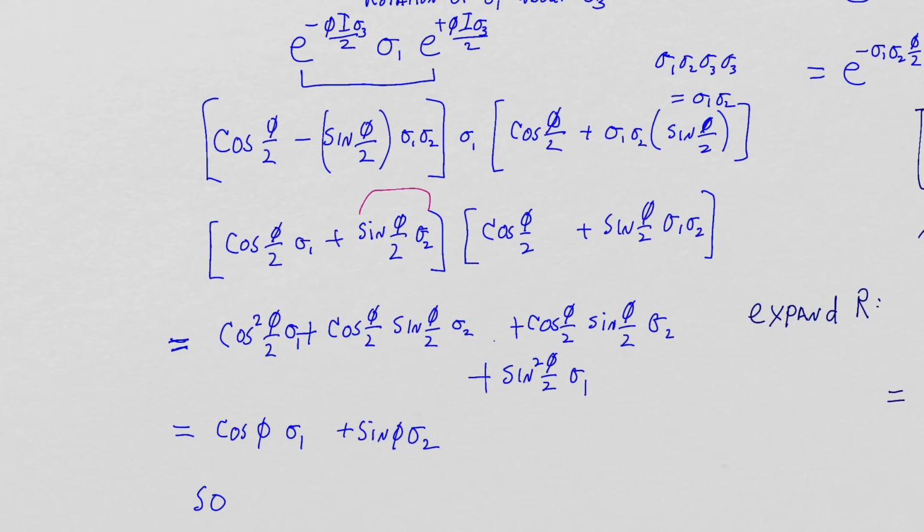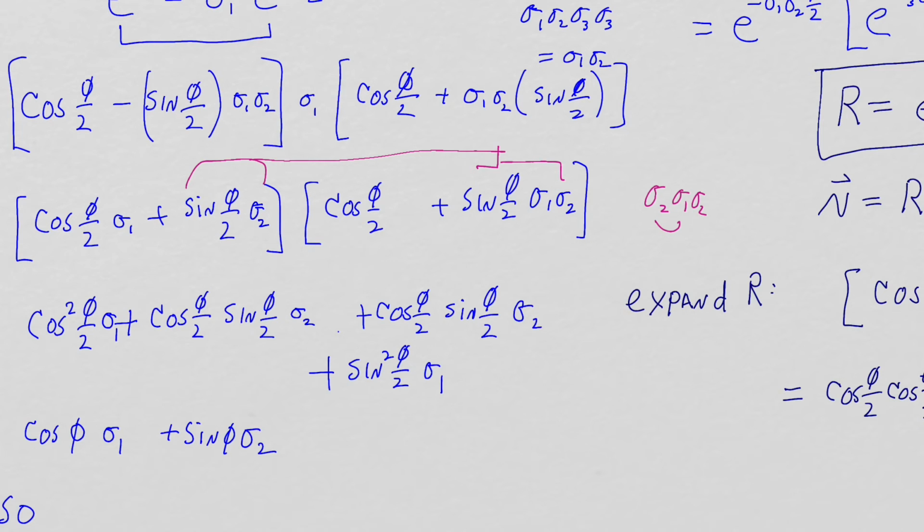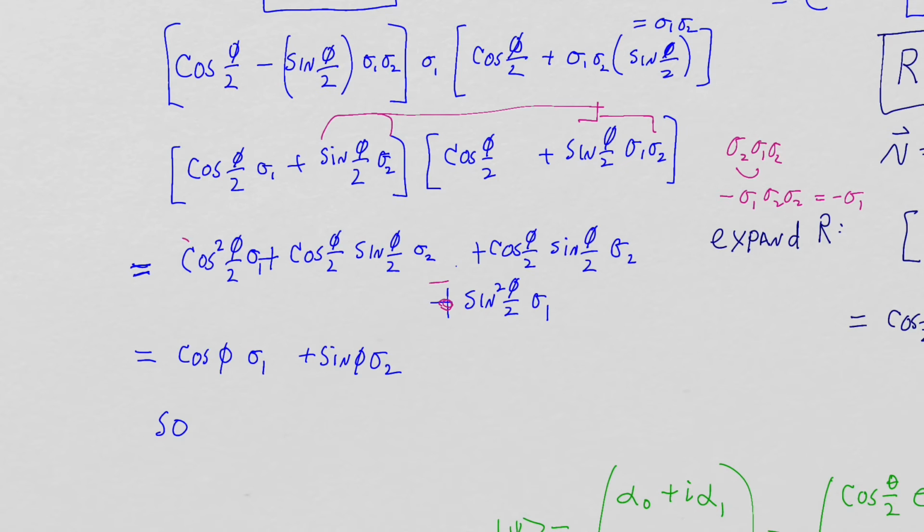When I multiply this term by this term, right, you end up with a sigma 2, sigma 1, sigma 2, right? And then you have to flip these two to get minus sigma 1, sigma 2, sigma 2, which equals minus sigma 1, right? So this here should be a minus sign, right? And now you have cosine squared phi over 2 minus sine squared phi over 2. And that combines to give cosine of phi. And then this one and this one combine together to give you sine of phi.